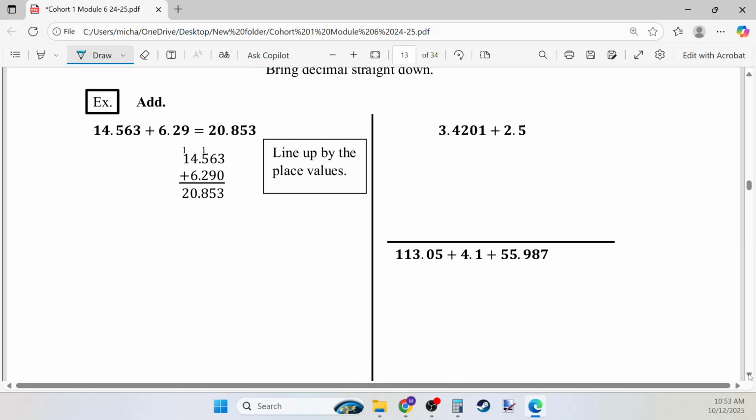Let's do this one. We have 3.4201 plus 2.5. The dots have to be lined up. Put some zeros as placeholders. 1029.6. And our answer is 6.920.